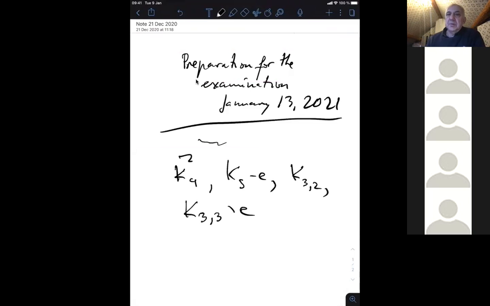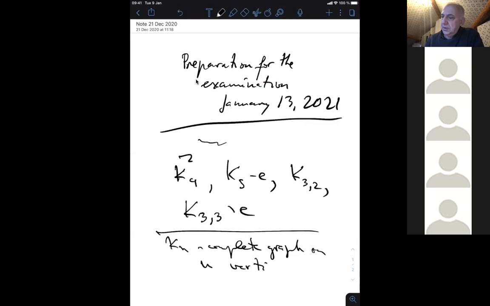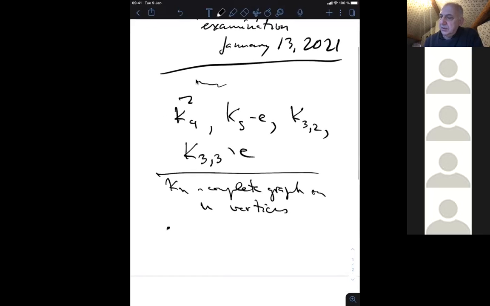Okay, so Kn is a complete graph on n vertices. You should know that by now. So K4 is, in other words, a complete graph on 4 vertices. It has 6 edges, and that's how it looks in its planar version. So we need to find a planar version of those graphs.